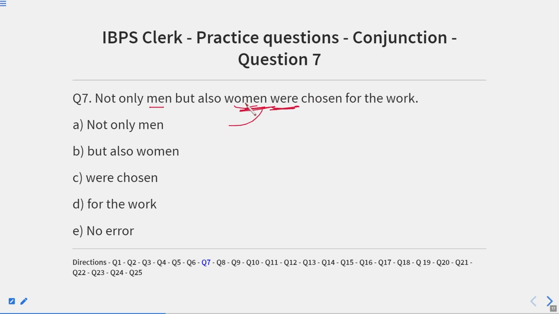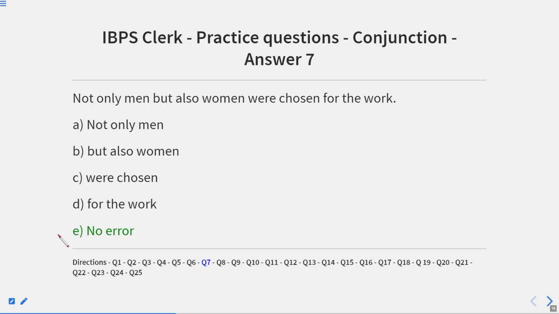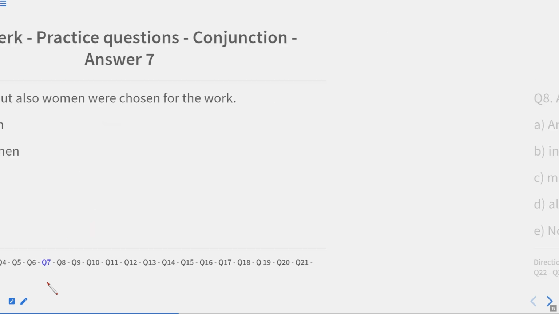The phrase not only and but also, the use, the position of these words, all the things are absolutely correct. Therefore, our sentence is absolutely correct. So our answer is E, that is no error. Now, there are three types of errors that can occur from the not only but also part. And what type of errors, that we'll discuss later on.